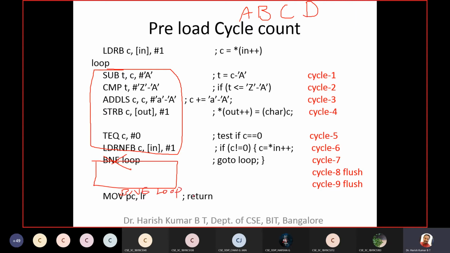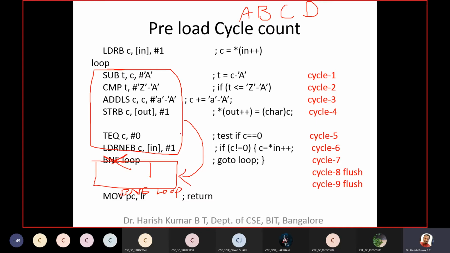Hope people are able to understand. So the same exact replica is here. So assume the same set of statements here also, and this BNE is not written here. The BNE is not coming between these 2 blocks, and BNE is written here. Hope people are able to understand.